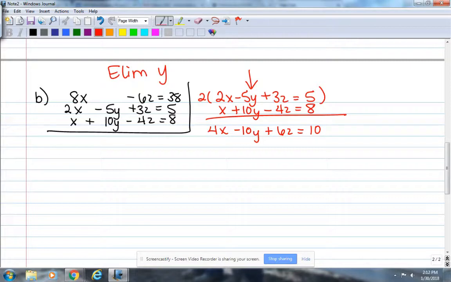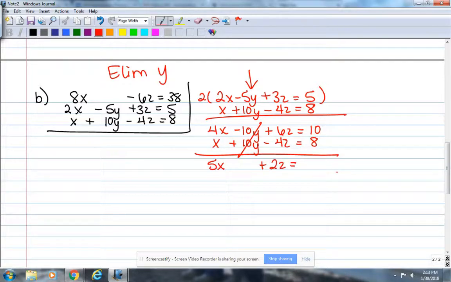And then let's just copy everything on the bottom row. X plus 10y minus 4z equals 8. Make sure you copied correctly. And now my y's cancel out. So then what's 4x plus 1x? 5x. And then 6z minus 4z, 2z. Equals 8 plus 10 is 18.